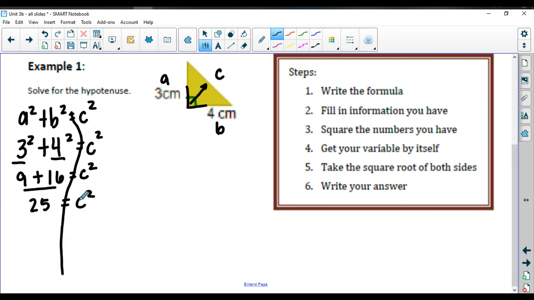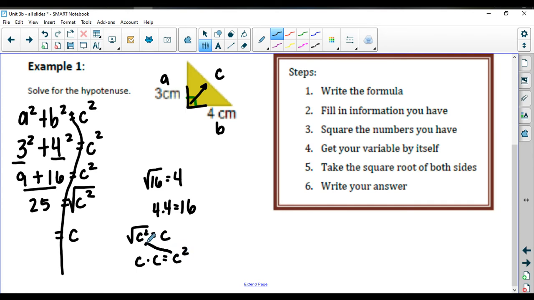And my problem here is that I don't want c squared, I just want c, because I actually want to know what the length is. If you remember back from our number system chapter, we talked about squaring and square roots and how they undo each other. So if I take the square root of c squared, I will actually end up with c. So if you remember, square root of 16 was equal to 4 because 4 times 4 gave us 16. So the square root of c squared is equal to c because c times c gives us c squared. Remember how this number was the one under the square root symbol.